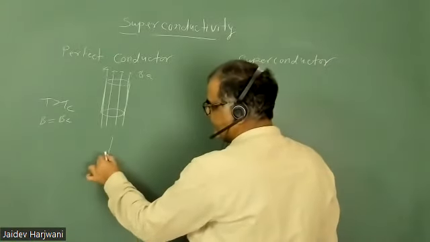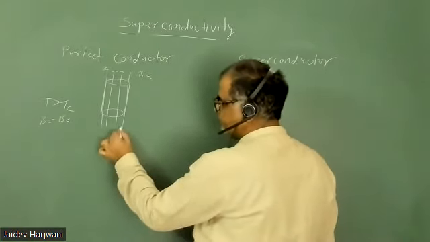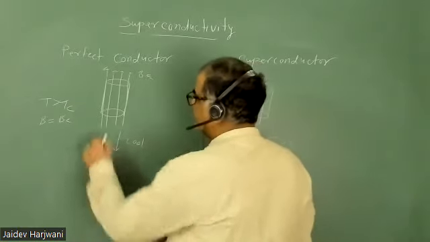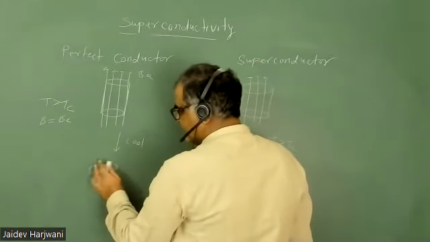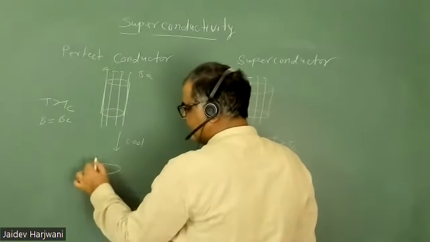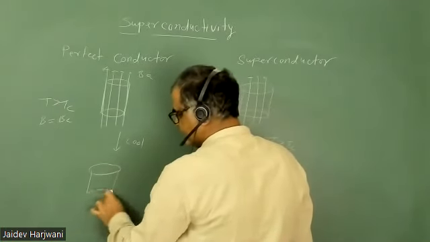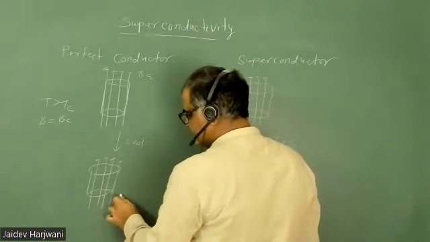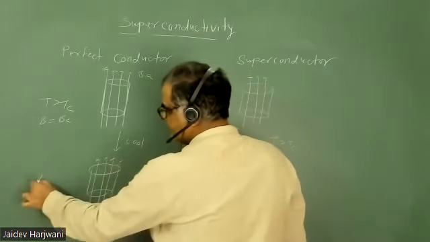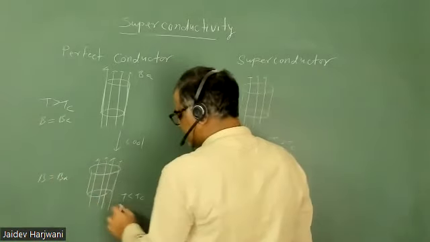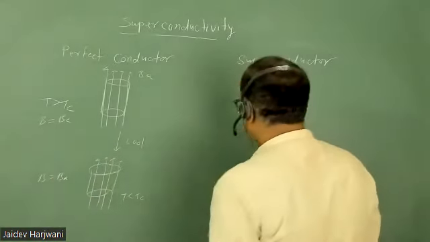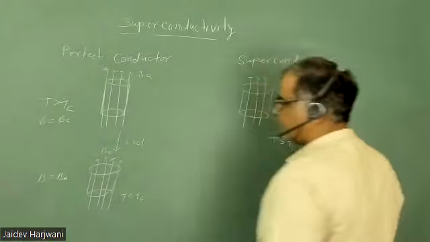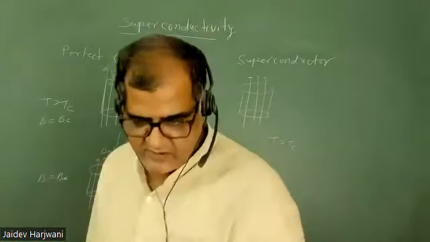Now when I cool them below Tc, what will happen? In the perfect conductor, the flux lines will be intact. Flux lines will not be expelled, so with B equal to B applied and T less than Tc, the flux lines will still be inside. Now somebody's mic is on, please switch off your mic.